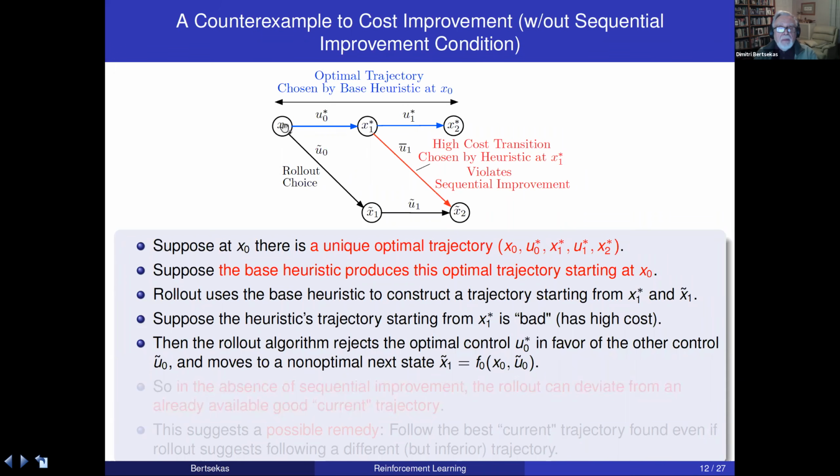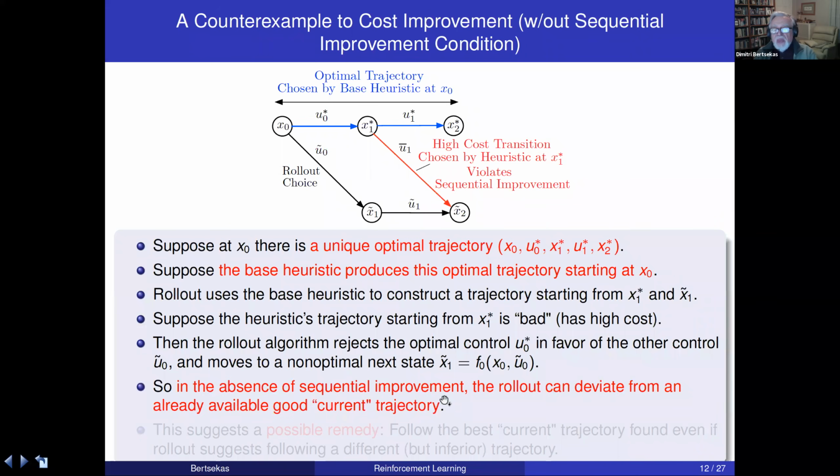So what's happening here is at x0, the rollout looks at this plus that and this plus that, and rejects u0 star in favor of the other control u tilde 0, and moves to a non-optimal next state, to this one here. So in the absence of sequential improvement, the rollout may deviate from an already available good trajectory. It has a good trajectory here, but it deviates and goes down this way.